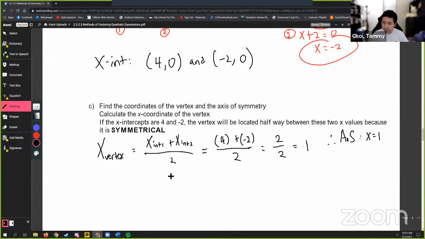Okay? Then what do we do? Solve for y vertex.